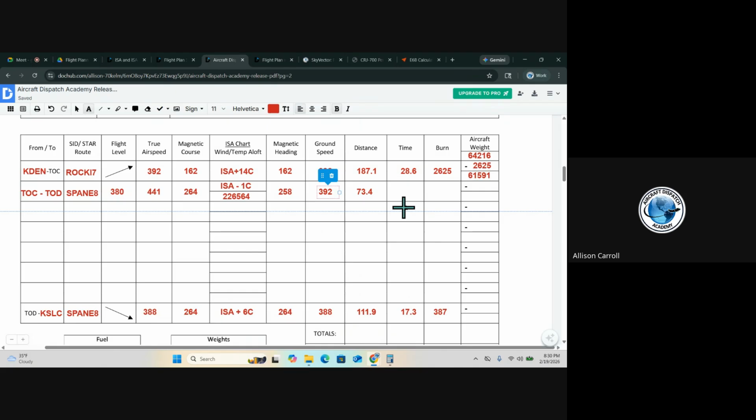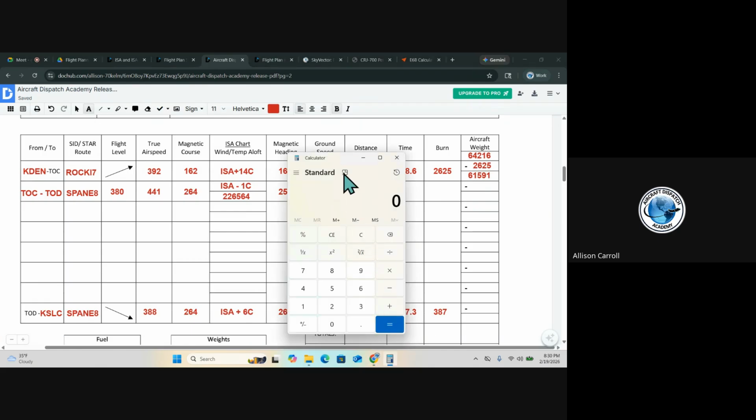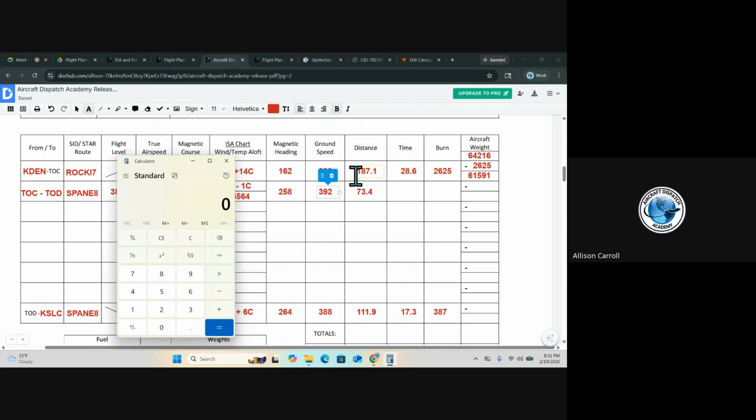Now we get into our time and our burn. Okay. Now we remember when we figured out time, right? Time equals distance over rate. Remember that equation that we have? Well, guess what? We have distance and we have our rate.